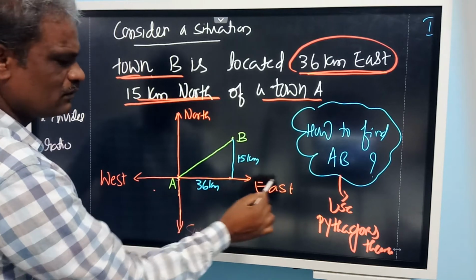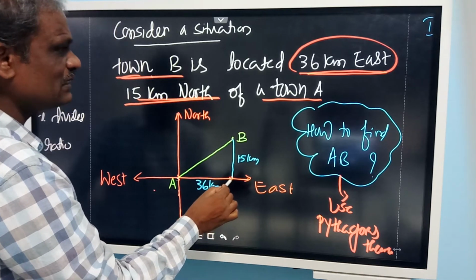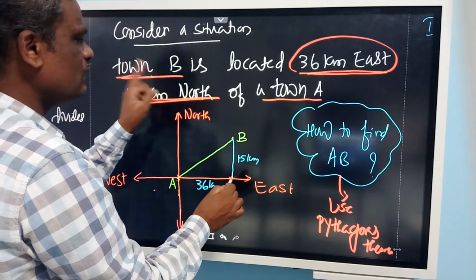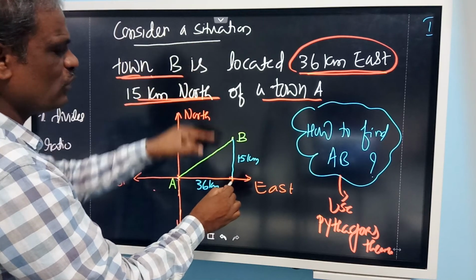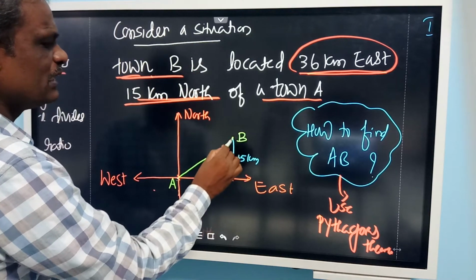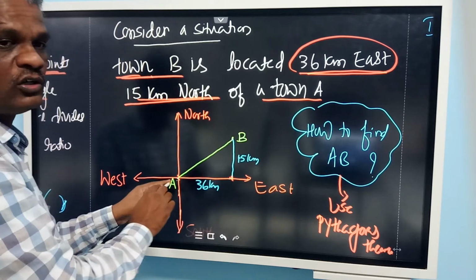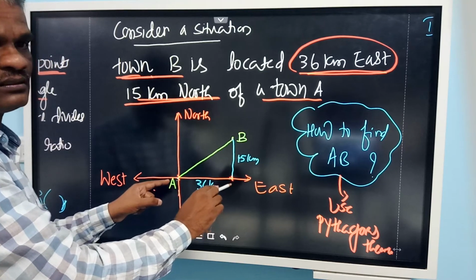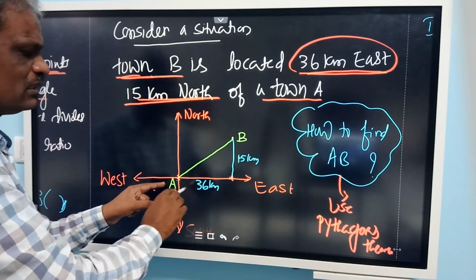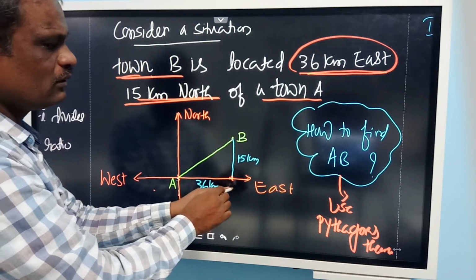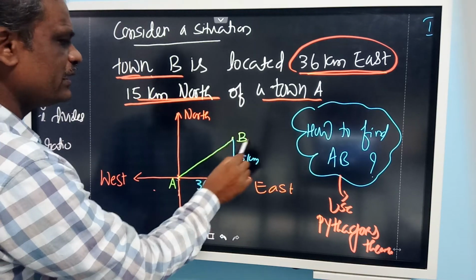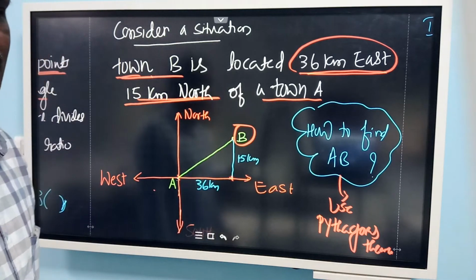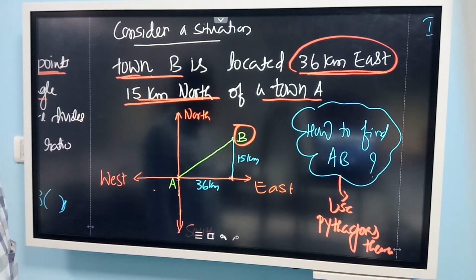This is east direction, 36 km. After reaching 36 km, town B lies 15 km north. North means upward. From here again I have to move 15 km. So from A, go towards east 36 km. From there you move towards north about 15 km. Then that is the point, town B. We get town B. This is how you give the address of town B or town A.